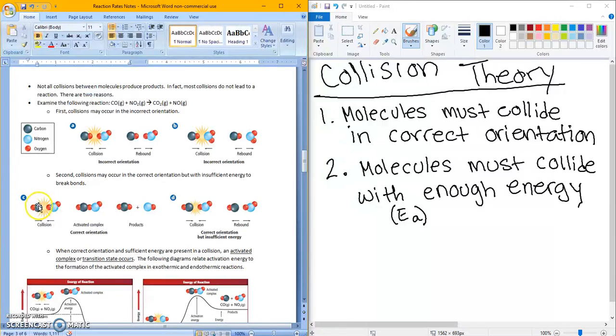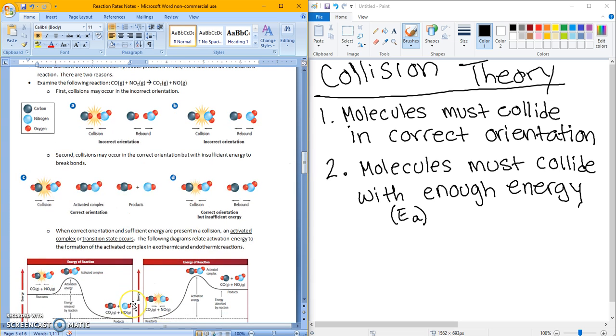But over here, if you have a positive with a negative, and they come together, they're going to attract one another, and this reaction can occur because they actually want to be next to each other. We learned how to tell if things are positive or negative using Lewis dot structures. So that's how we determine correct orientation. Now the second part is they have to have enough energy. So if I'm going to draw a quick example.